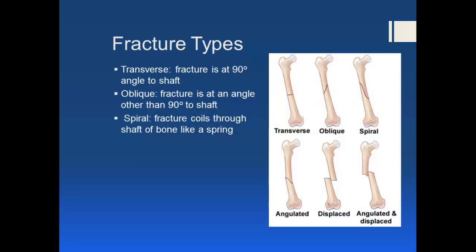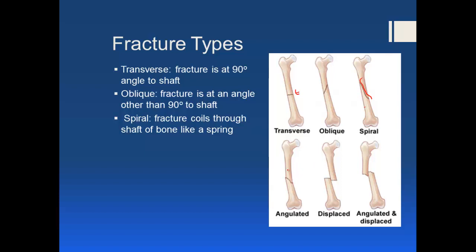There are a few different fracture types. So a transverse fracture, as pictured here, is where you have a fracture at a 90-degree angle to the shaft. An oblique fracture is a fracture that is at an angle other than 90 degrees to the shaft. And a spiral fracture is a fracture that coils through the shaft of the bone like a spring.